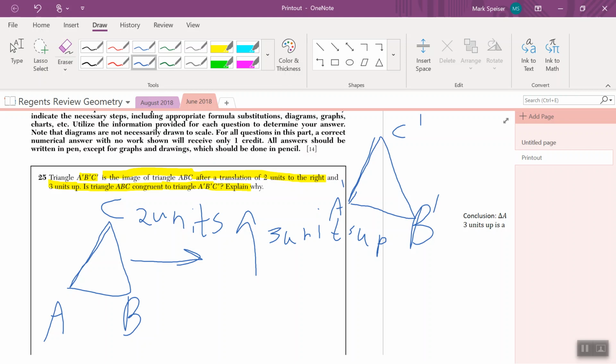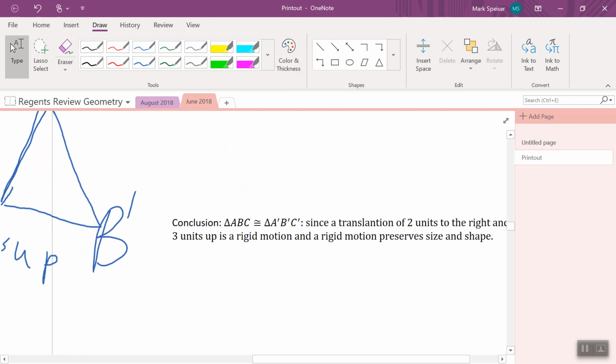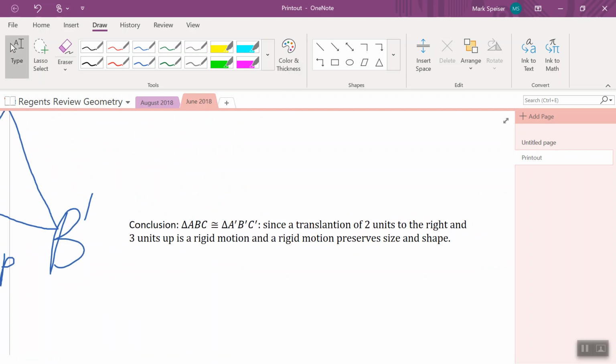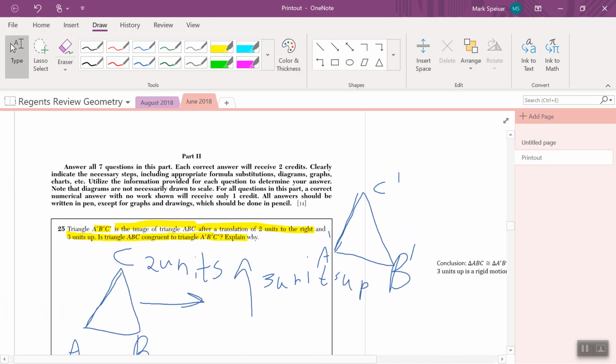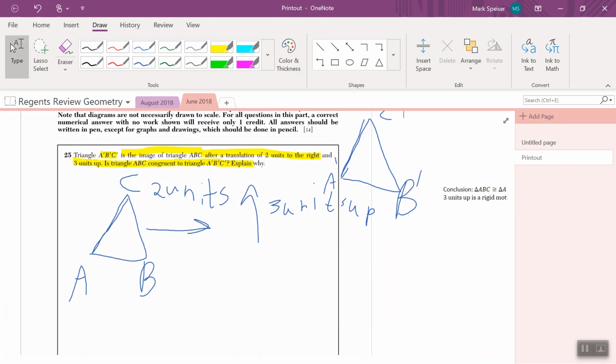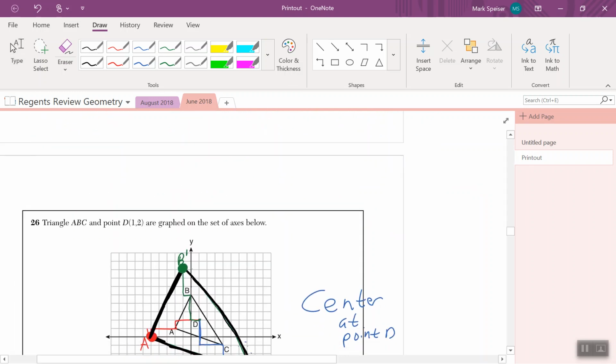So our conclusion is as follows. Conclusion: Triangle ABC is congruent to triangle A prime, B prime, C prime. Hence a translation of 2 units to the right and 3 units up is a rigid motion, and a rigid motion preserves size and shape. That's all you need to say. Say the translation is a rigid motion, and make sure to use the words rigid motion. That's a full explanation. This diagram is not needed. It's a good visual representation, but we have no measurement of what a unit is, so you just move 2 and show us moving to the right and moving up. That's it. On to question 26.